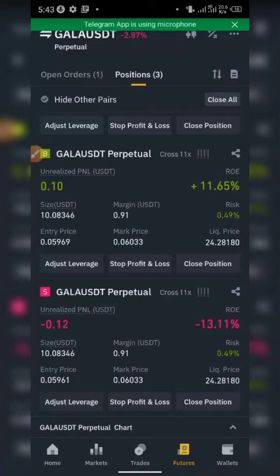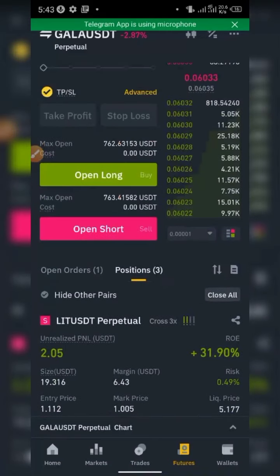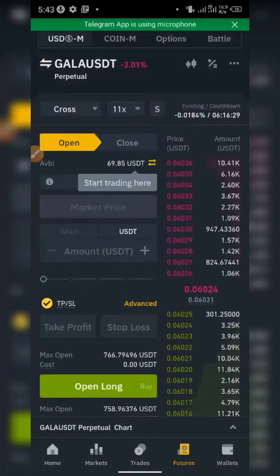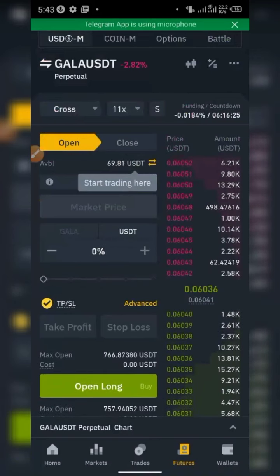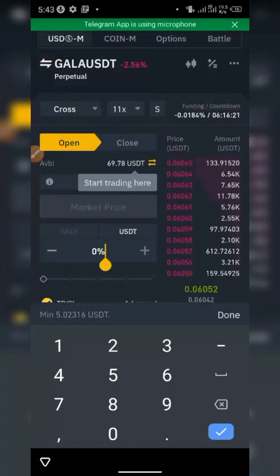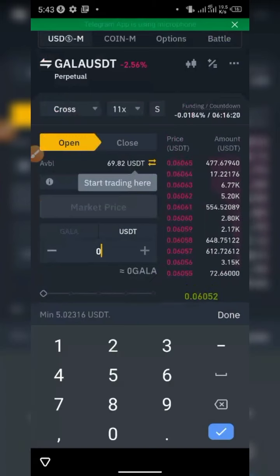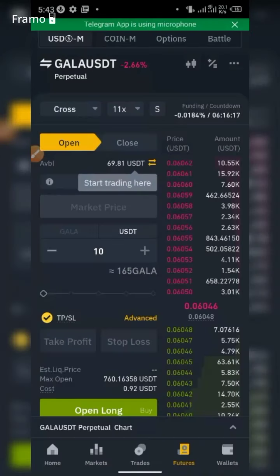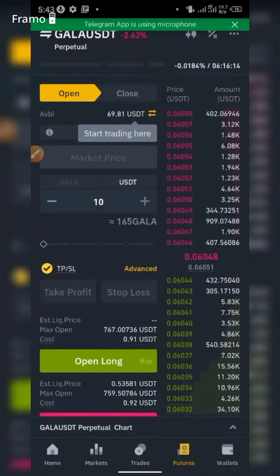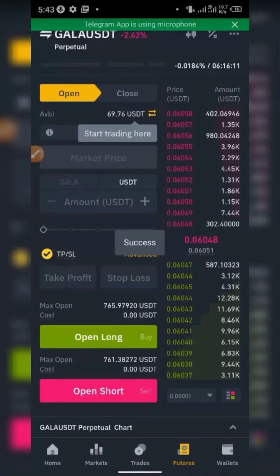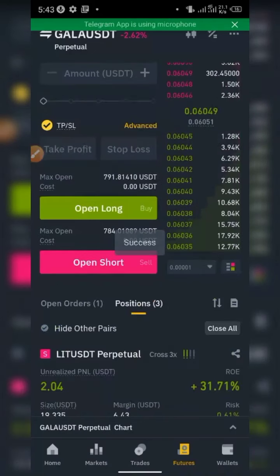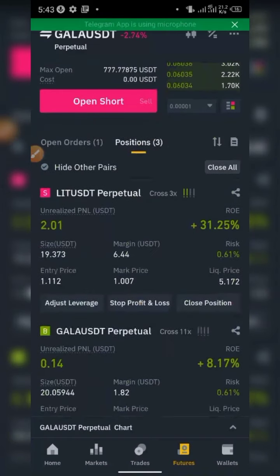So all you have to do is go and top up your long. Let's say that one too, we are going with 10 USDT. So we are topping up the long. And look, we have increased the long.